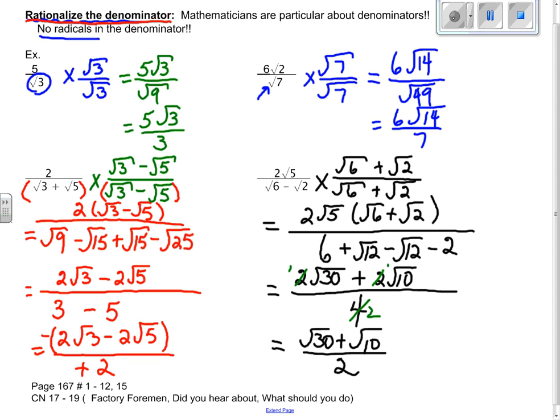Page 167, numbers 1 to 12 and 15. There are some course note pages as well. It's the practice with radicals so that we can use them tomorrow to solve.